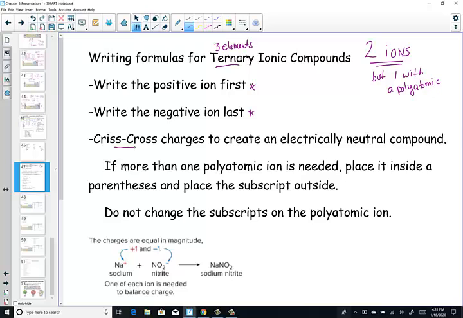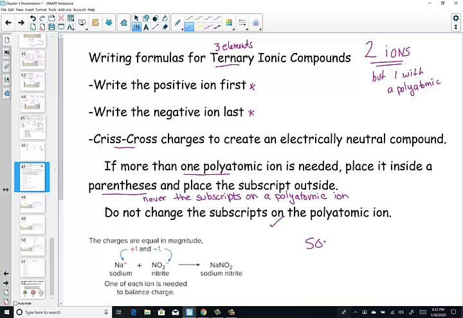We use the crisscross method to find an electrically neutral compound. That's going to help us find our subscripts. And if we need to take more than 1 polyatomic ion to balance those charges, we place it inside of a parenthesis. Never change the subscripts on a polyatomic ion. Instead, I want you to plunk it inside of a parenthesis and place its subscript outside the parenthesis. Do not change those polyatomic ions.